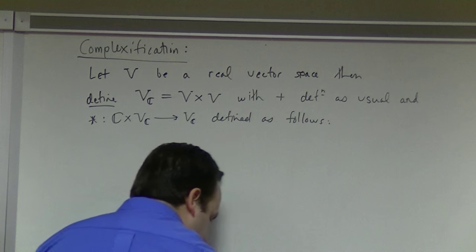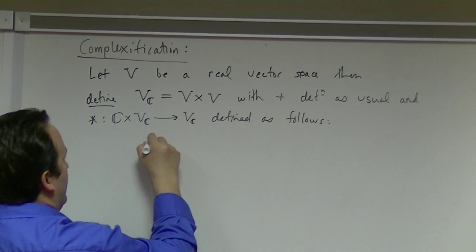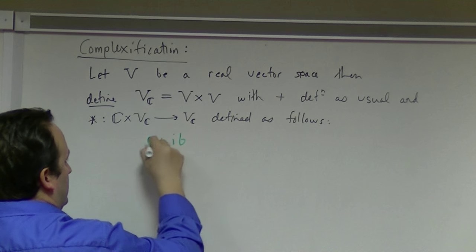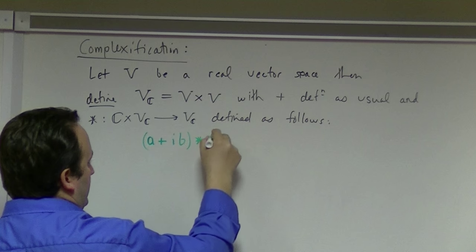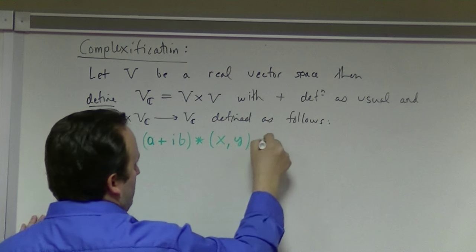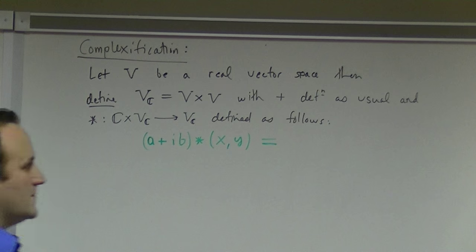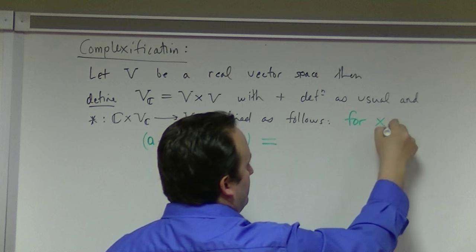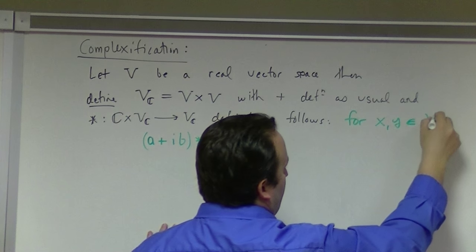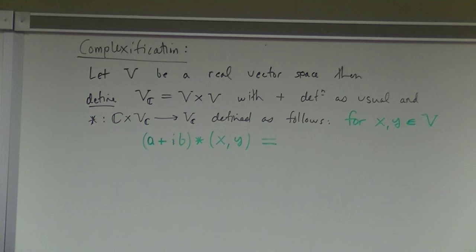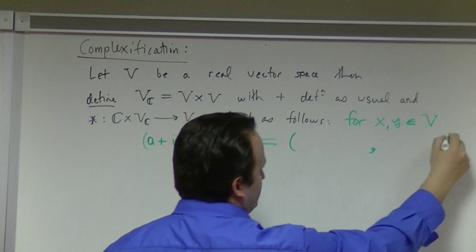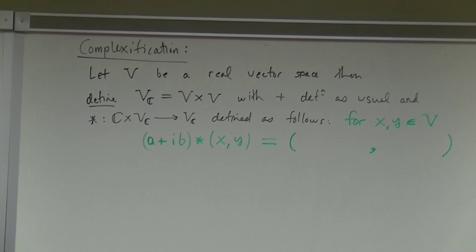Here's the interesting part. I have to take a plus ib, and I have to explain how to multiply that on the vector (x, y). Keep in mind here, x and y are elements of an abstract vector space. They're not numbers. I mean, they could be numbers, but they don't have to be. They're abstract vectors in a vector space V. a plus ib is a complex number. So I need something else in V_C, which is the Cartesian product of V and V. What do I put there? Care to make a guess?